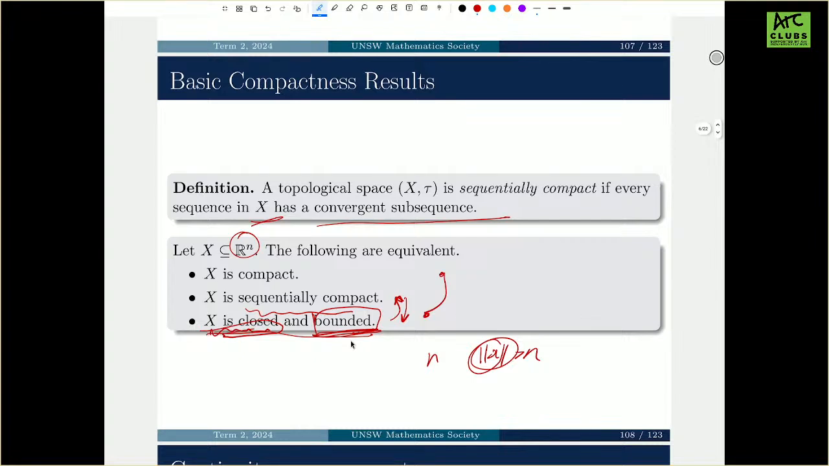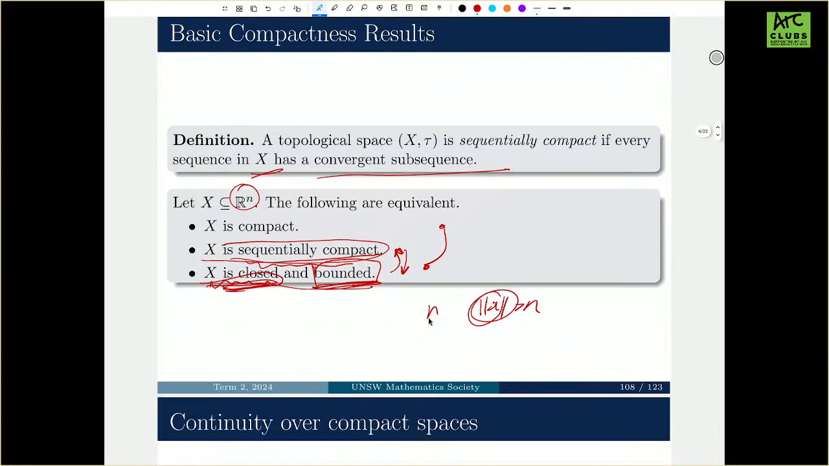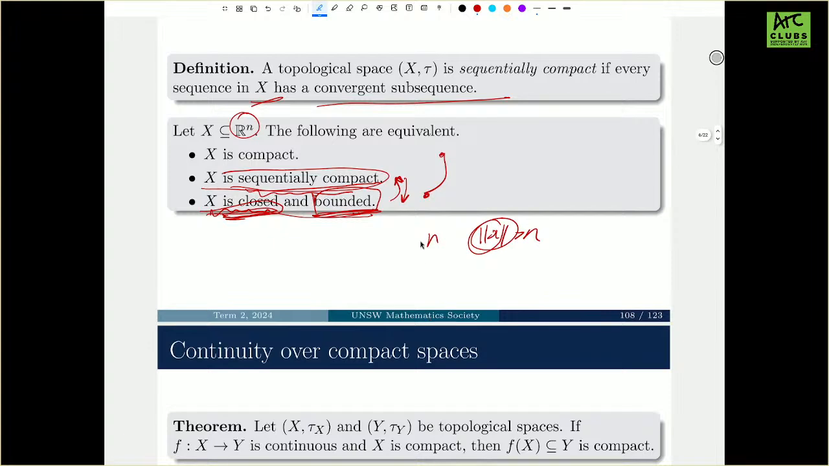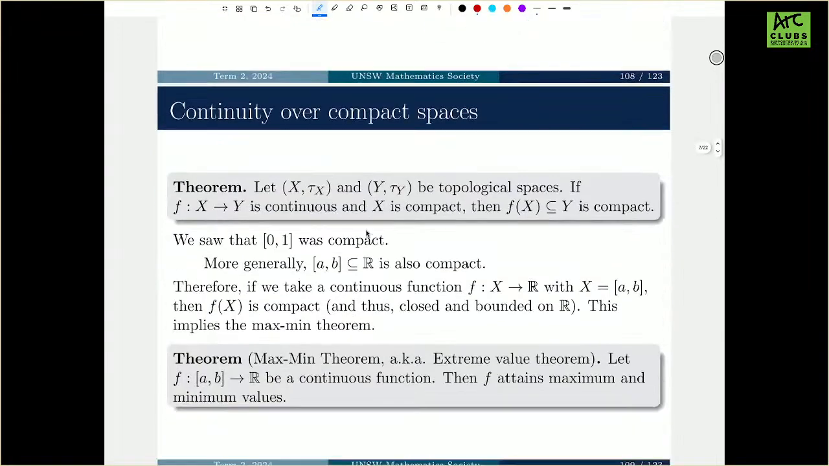And X being sequentially compact should also imply closed, because you'll contain the limit point of the subsequence, and so it will contain all its limit points if X is sequentially compact. So that's how we kind of equate all those things.